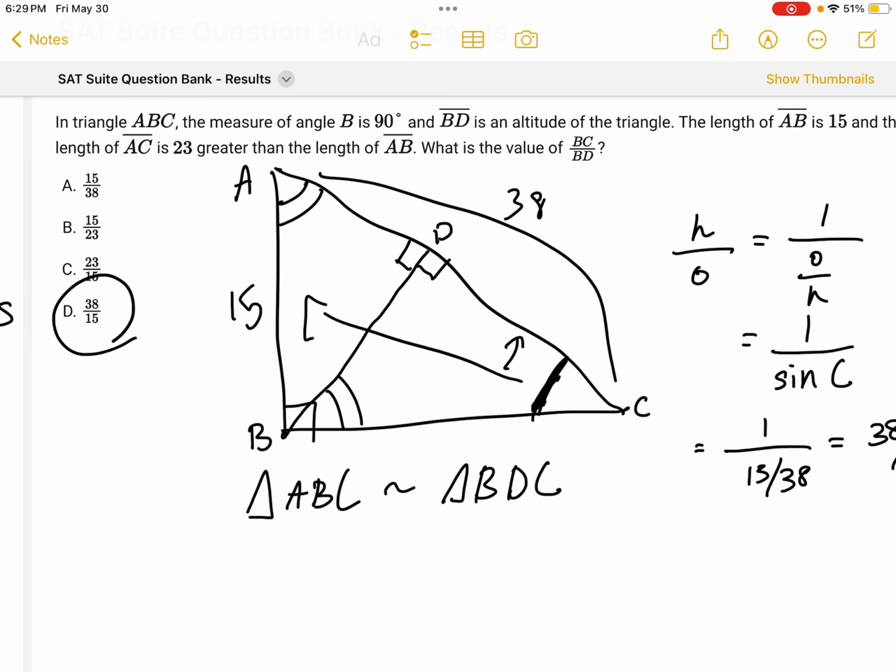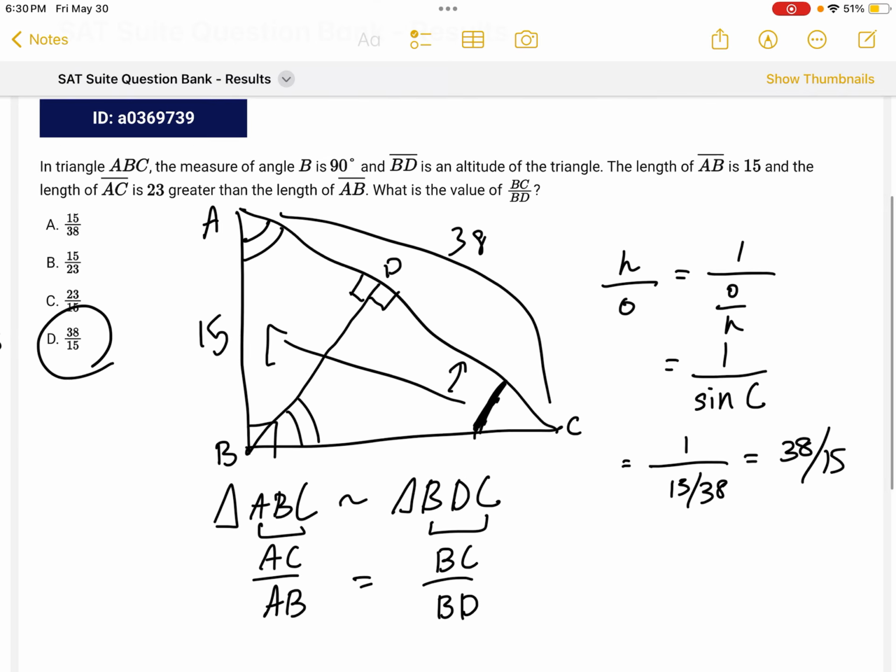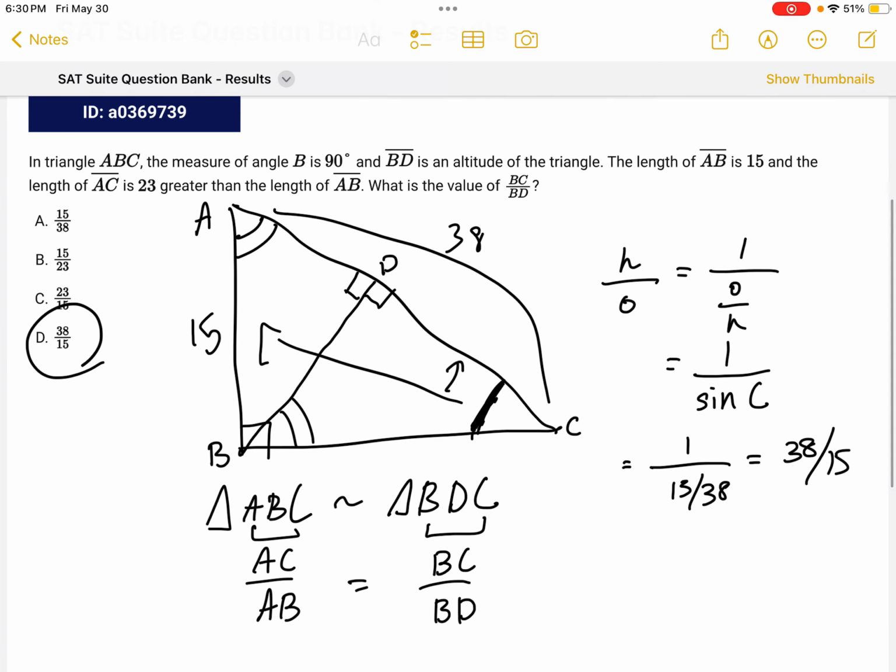If you wanted to prove this relationship using similar triangles, you could get BC over BD, and here you'd have to use the corresponding sides. You'd say AC over AB is equal to BC over BD. If you plugged in AC and AB, you'd get 38 over 15 equals BC over BD. So it's essentially the same solution, just a different way of thinking about it. Here I've presented both ways of approaching this problem. It's up to you which way you feel most comfortable with, but either way, these two solutions are entirely valid.